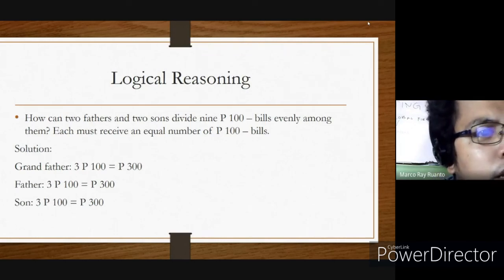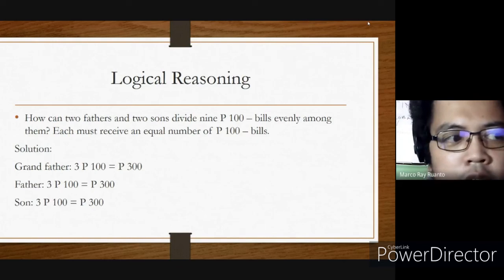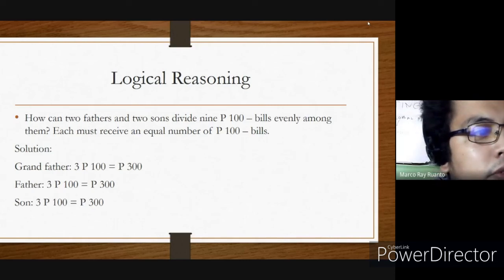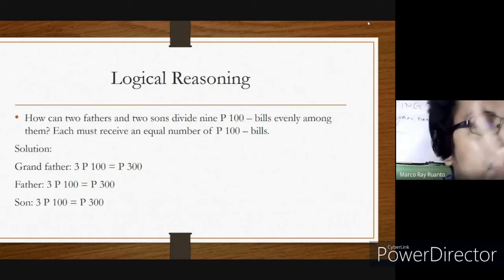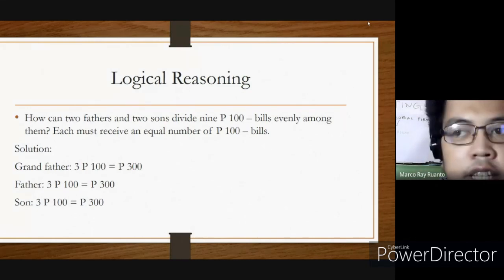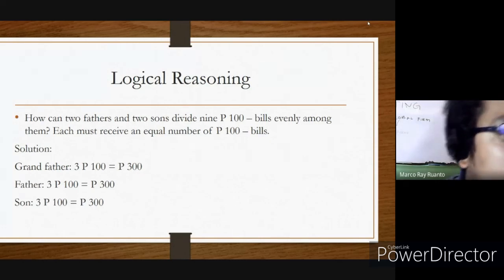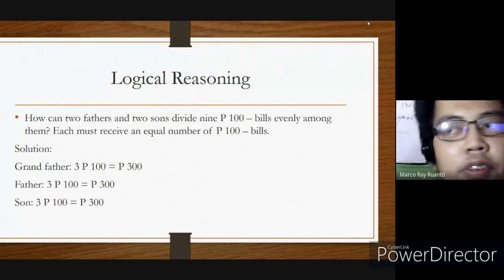It seems like the answer is odd, so let us try to check. How many fathers do we have? We have the grandfather and the father, so that's two. How many sons do we have? The grandfather's son is the father, so that's one. The father's son is the son, so we have two sons. Each of them will receive evenly 300 pesos. That's our answer.